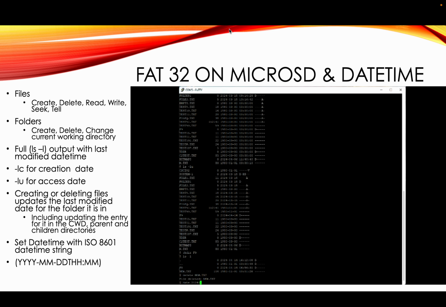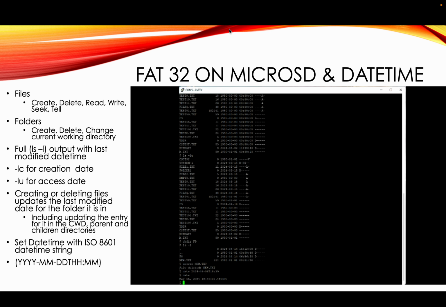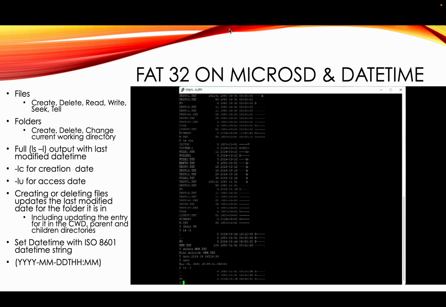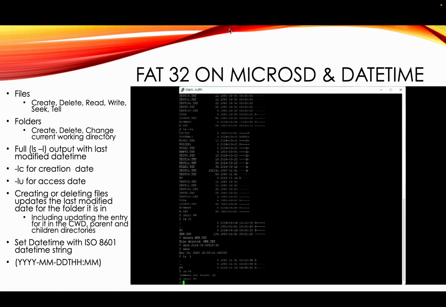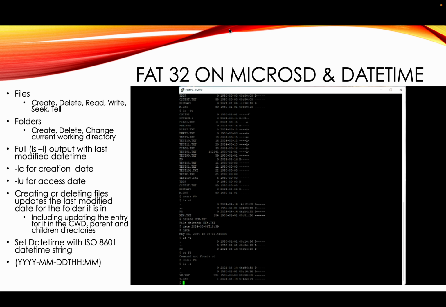I also support date and time, keeping track of it with a FlexTimer that triggers every millisecond in order to increment it. You can also set the date and time with an ISO 8601 date-time stamp, and once we do that, we can then create a file and it'll have that timestamp or the current timestamp. And also the directory it's in, because we've changed the contents of the directory, will be updated with the new last modified date to match that.